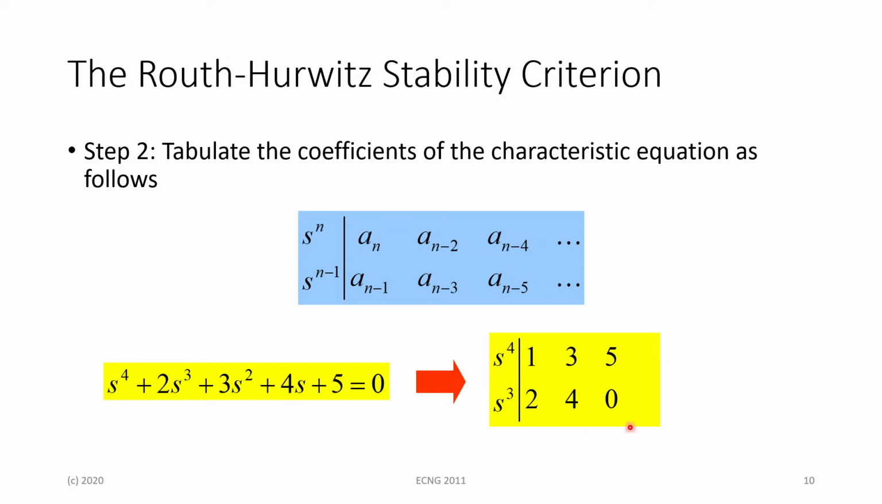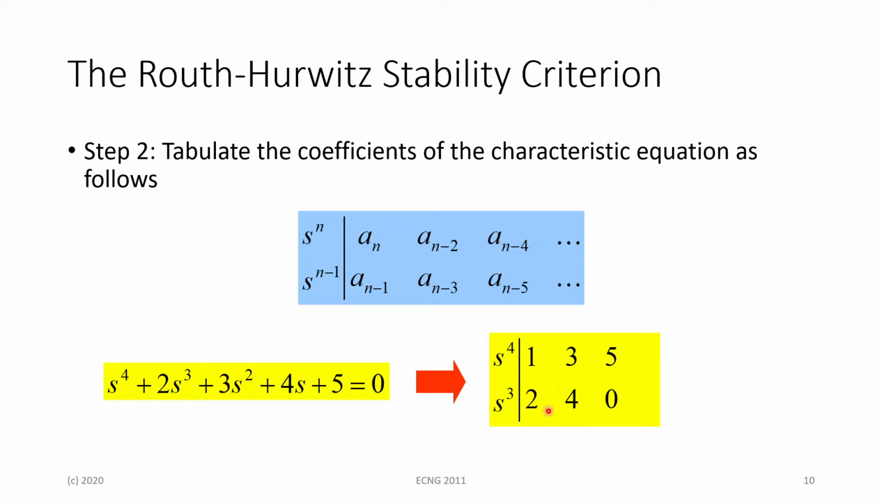The next row in the Routh-Hurwitz table will deal with the next highest power of s in the entire equation. Sorry, we dealt with our even coefficients in the first row. Now we're going to be dealing with our odd coefficients. These coefficients are mapped to the odd powers of s that exist in our equation. So the highest odd power of s here is s cubed. The coefficient in front of s cubed is going to be 2, so we map that into our table.